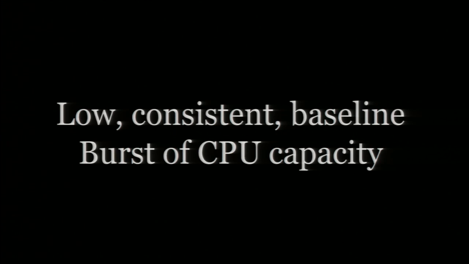What the micro provides is a very low consistent baseline, but occasional bursts of CPU capacity. Some people think that you can burst as long as other resources are available. That's not the case. You can burst for a short period of time, and then we throttle you down, and you cannot burst again for a certain period of time, and then you can burst again. So how can you run?